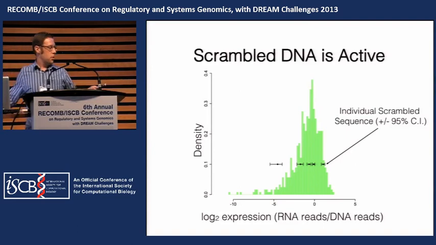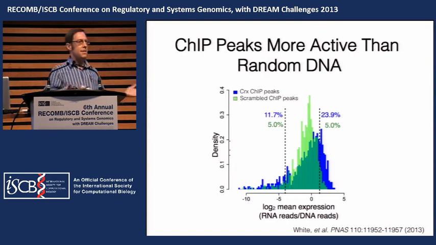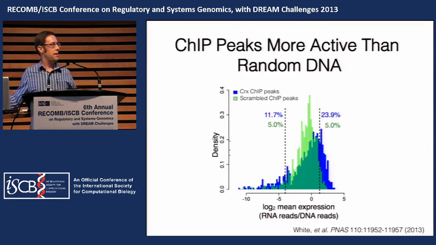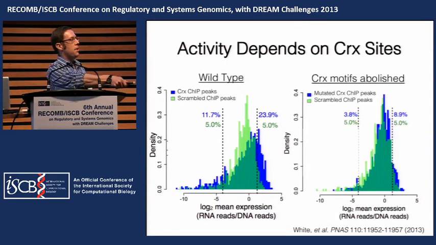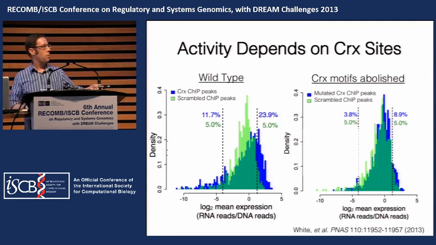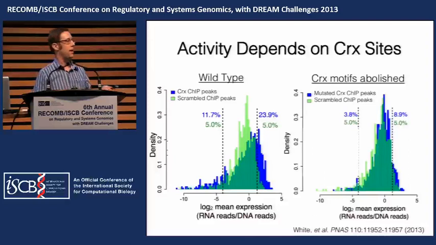So how do CRX ChIP-seq sequences compare to this? As a class, they show function, more function than random DNA. So you can see there's both more activation, and we actually see some repression here coming from these very short 84 base pair sequences taken from ChIP peaks. And I can show that this activity depends on CRX, or at least the presence of a CRX site, because when you mutate those CRX sites, you see much of that activity go away. So what we're seeing here is CRX-dependent activity. Function has been recapitulated outside of its genomic context.